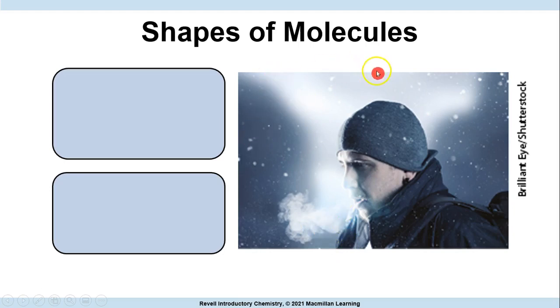Now let's look at the shapes of molecules. When we breathe, we know that we breathe out carbon dioxide and water vapor. Now all of them are gases and water is liquid. So why is carbon dioxide a gas and water a liquid? When we look at the shapes of the molecules and the polarity, you will be able to say why carbon dioxide is gas and water is liquid, because of the structure, shape of the molecule.